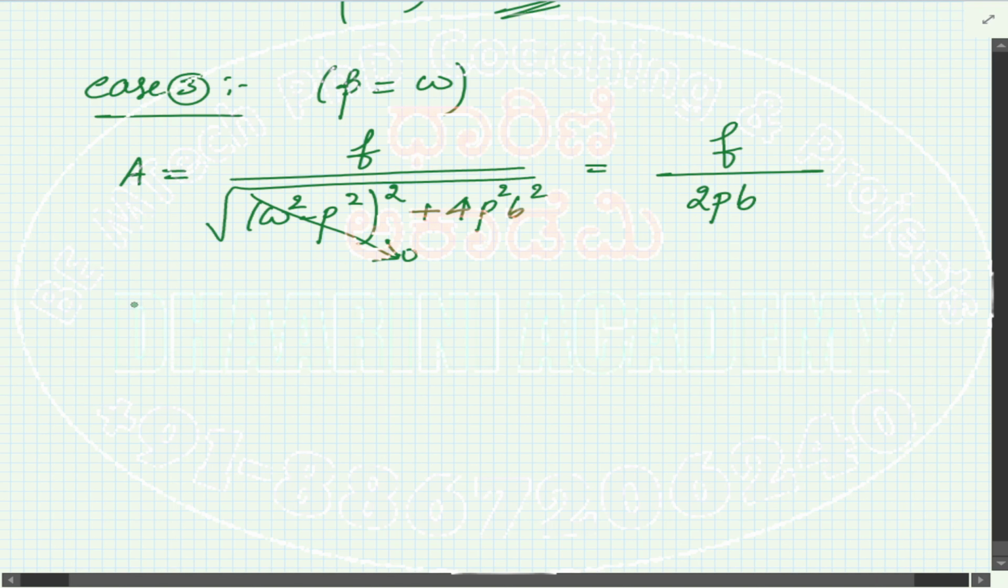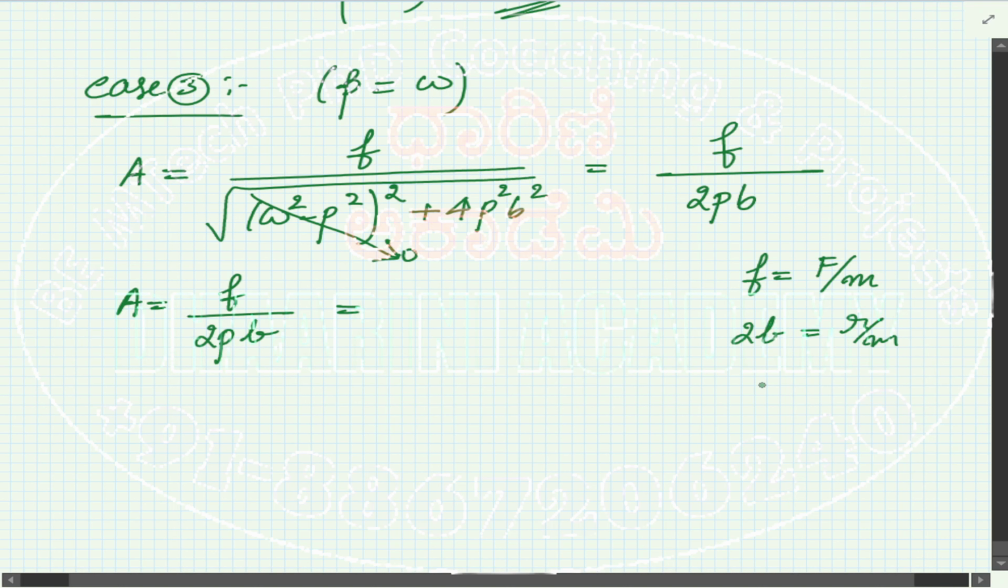Okay, so we'll make modifications in this. This is the first equation, f divided by 2 times p into b. What I try to do here is substitute the value for f. Small f is equal to capital F by m. Also, I know that there is a 2b in the equation. 2b is r by m. And also we know that the p value can be replaced as omega value. We are going to use these three in this equation.